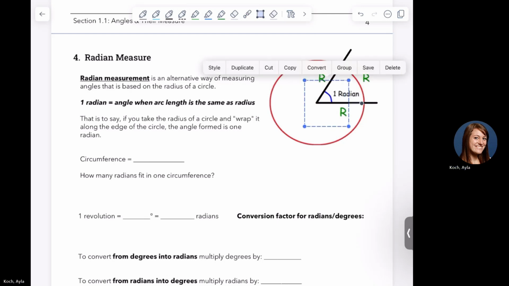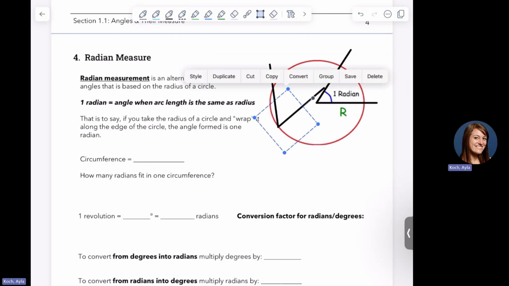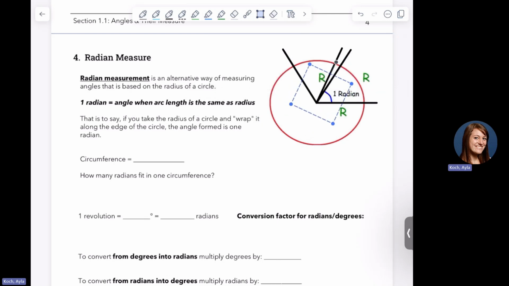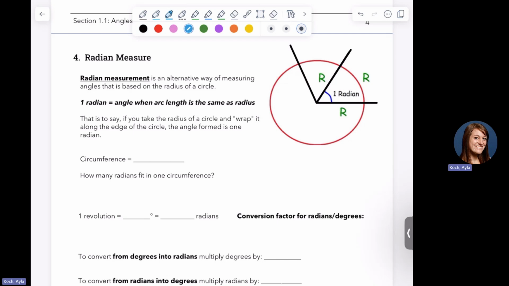What would we have going on here? I'll use some blue. That amount would be 2 radians. I'll just write 2 rad. And if this distance right here is r, and this distance right here would also be r, then this entire distance would be 2r.